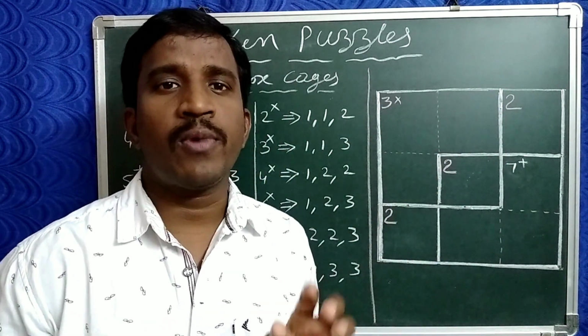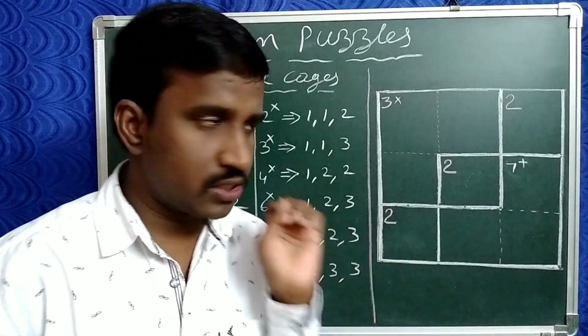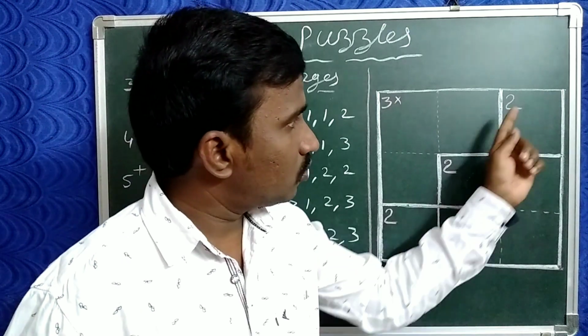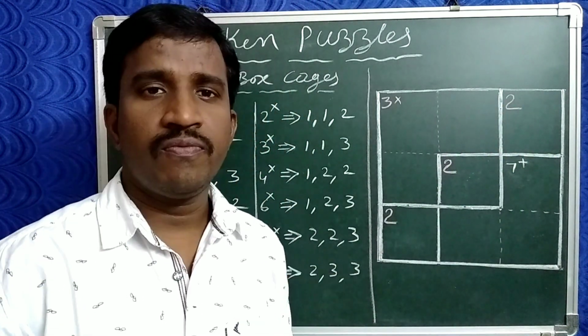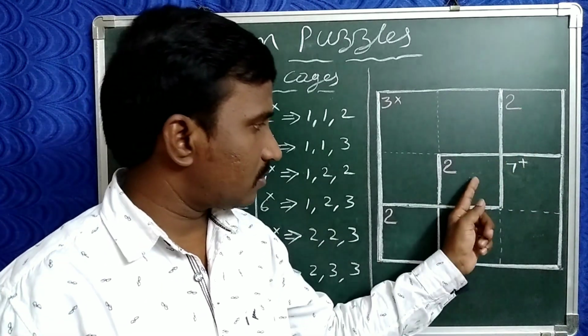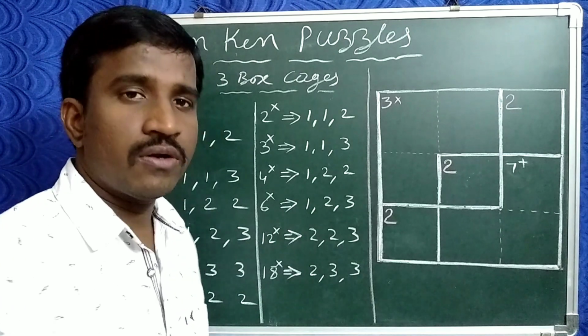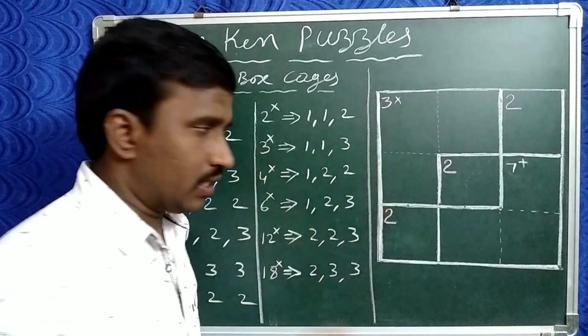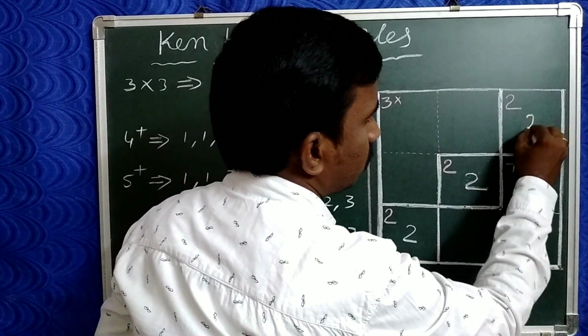Suppose here 3 into, 2, 2, 2, 7 plus. First of all, what about our rule? First rule is to fill the freebie boxes. Here what are the freebie boxes? 2, 2, 2. These 3 are freebie boxes. Freebie boxes means these boxes do not have any fundamental operation. That's why first of all fill the freebie boxes directly. Suppose here 2, here also 2, here also 2.